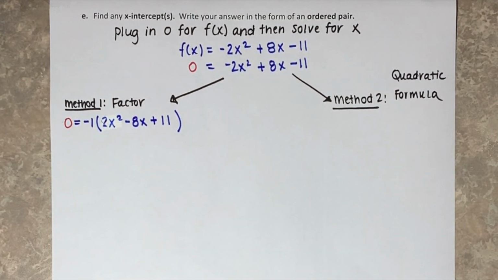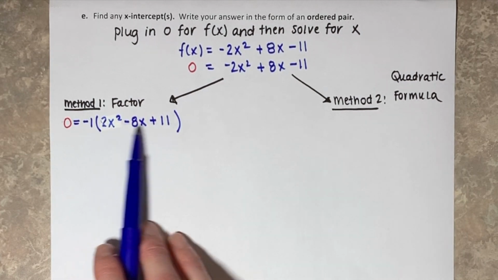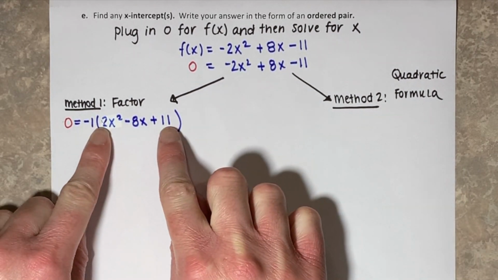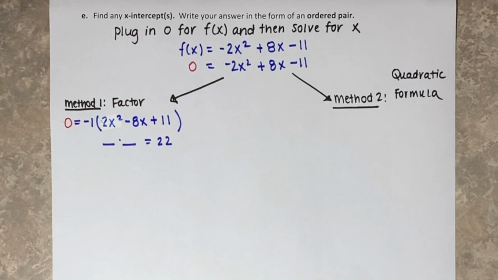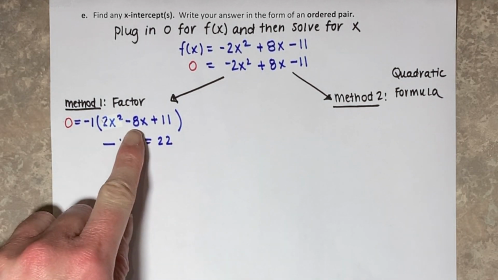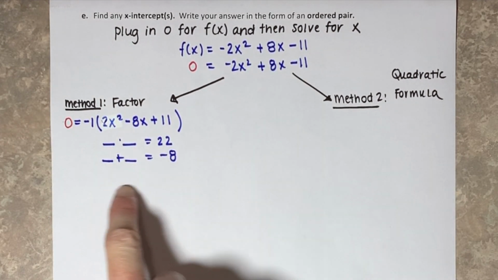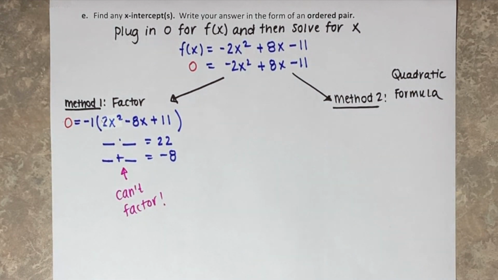Now that we've factored out the -1, in order to factor this trinomial, we need to find two numbers that multiply to give us 22, and we need those same two numbers to add to give us -8. You can try, but you'll see that there's no numbers that work here. This means that we can't factor.